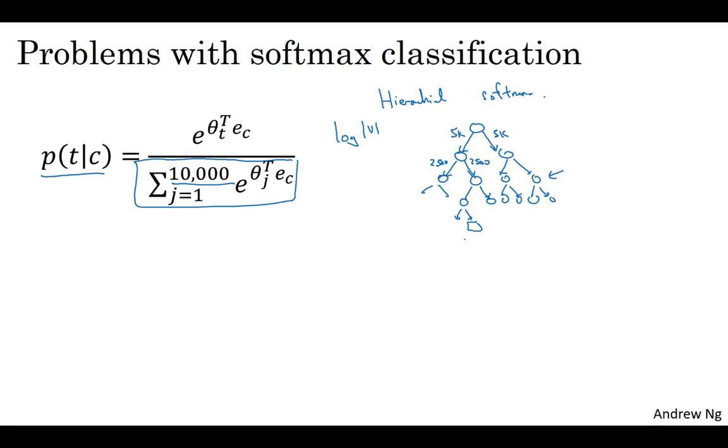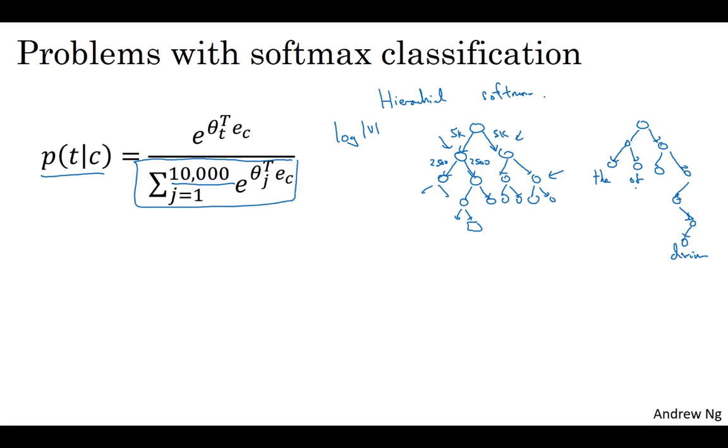I should mention, in practice, the hierarchical softmax classifier doesn't use a perfectly balanced tree, or this perfectly symmetric tree with equal numbers of words on the left and right sides of each branch. In practice, the hierarchical softmax classifier can be developed so that the common words tend to be on top, whereas the less common words like durian can be buried much deeper in the tree.